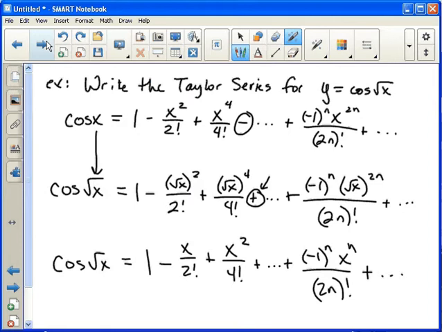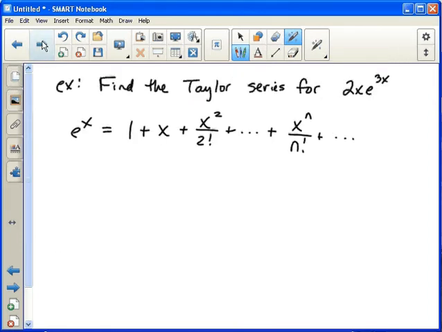Third example, find the Taylor series for 2x times e to the 3x. So you can see that this one has two things happening. And so since there's two things happening, we're going to do it in 2 steps. First, we've got to deal with the 3x up here, and then second, we'll deal with the 2x out here. I would always deal with the substituting part first, because we are replacing x with 3x. So everywhere I see an x, I'll replace it with 3x.